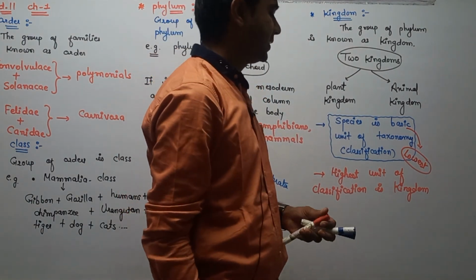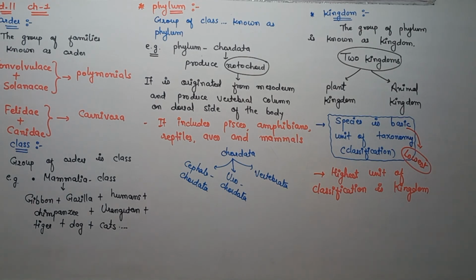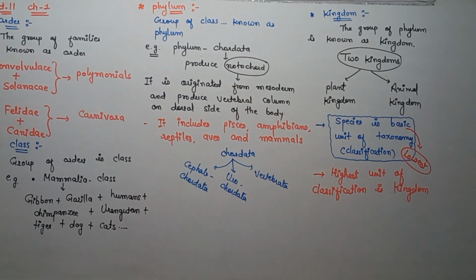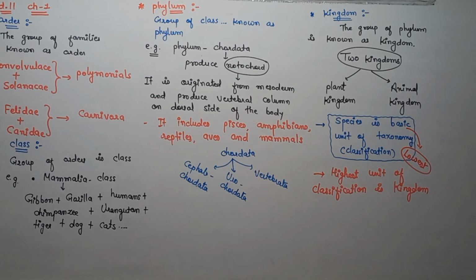So we say here that when we move from species to kingdom, similarity decreases, dissimilarity increases, as well as variation increases. So the highest unit or topmost unit of the classification, or taxonomic hierarchy, is known as kingdom. Fine. So I hope you understand this. Here we can stop now. Remaining things we will discuss in the next lecture.